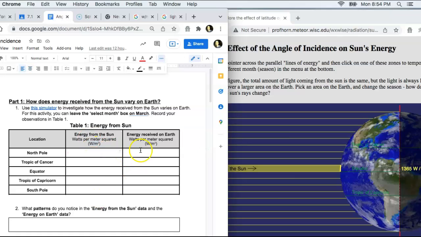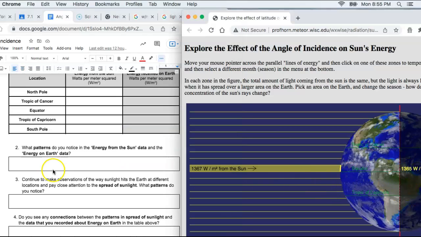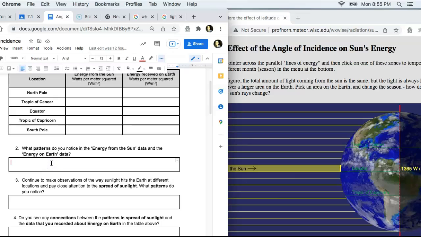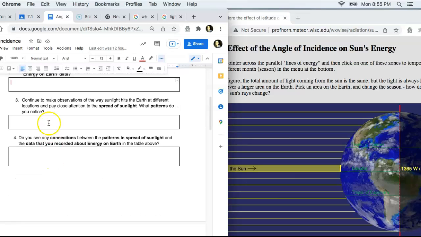So record the energy from the sun and then the energy received by the Earth. So that's this side over here. Then you answer the questions. Again, we're looking for patterns and then reasons we see those patterns.